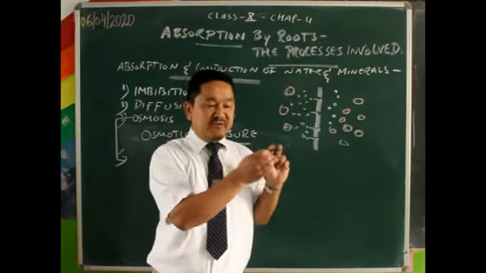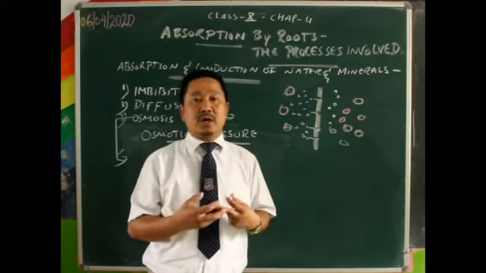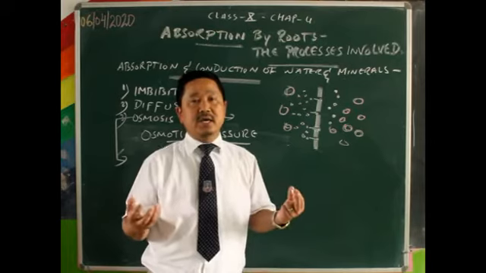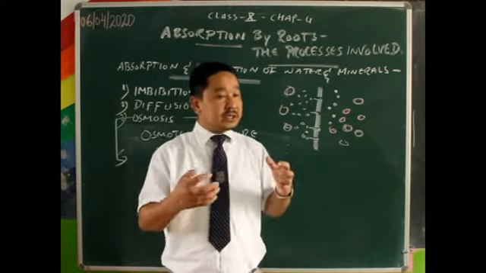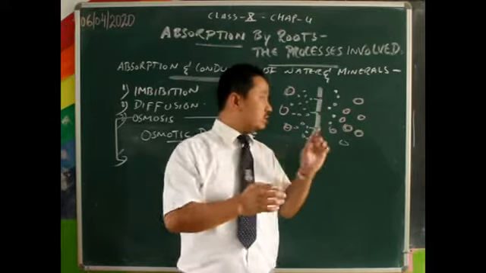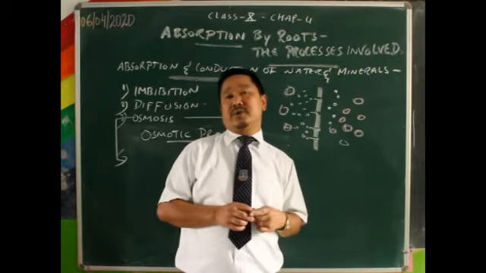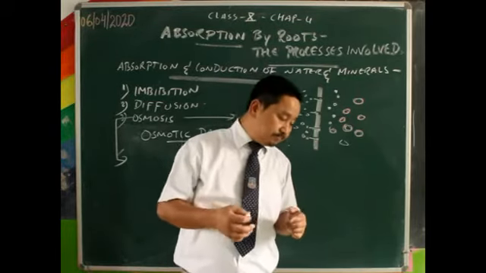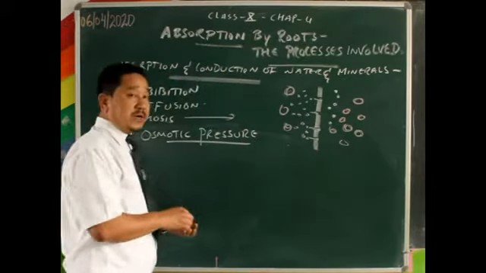Because if it doesn't form, the unnecessary amount of water may come inside, which may not be good for the cell. That will be very dangerous to the cell inside, so that pressure will stop the flow of water further inside. So that is osmotic pressure. That's all about osmotic pressure now.